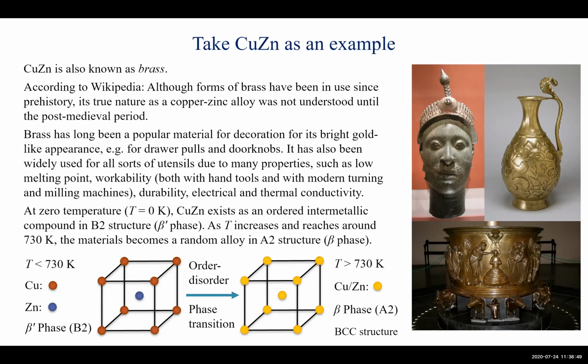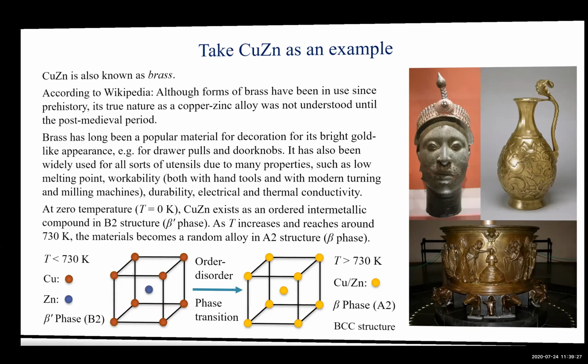But when you increase the temperature, there's an order-disorder phase transition where each site is randomly occupied by either copper or zinc. It becomes a disordered structure. It's called the beta phase, and other names are the A2 structure, or the BCC structure, body-centered cubic. They are different names, but they all mean the same thing here. This is the kind of property we're going to see: copper zinc can be ordered at zero temperature, but also disordered, like this A2 beta phase.